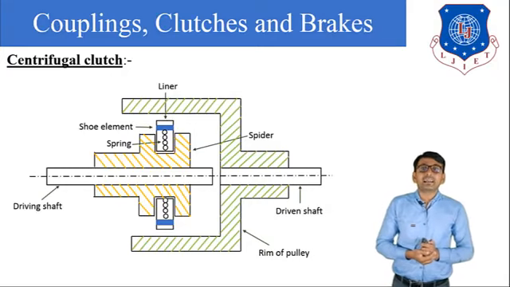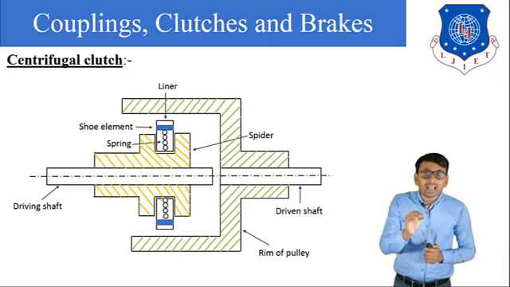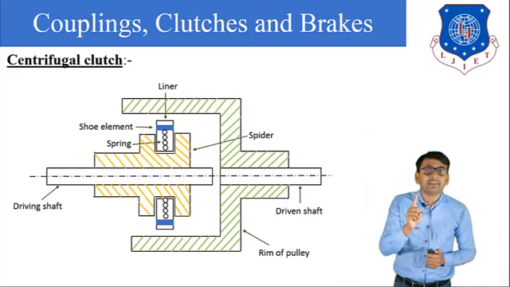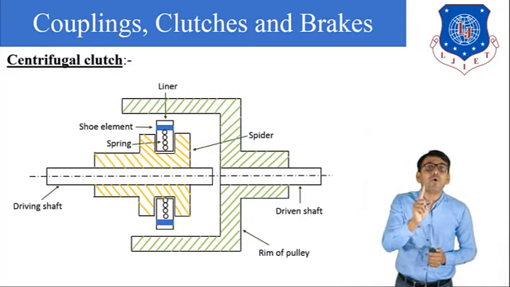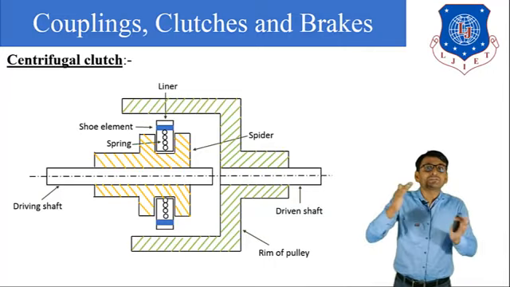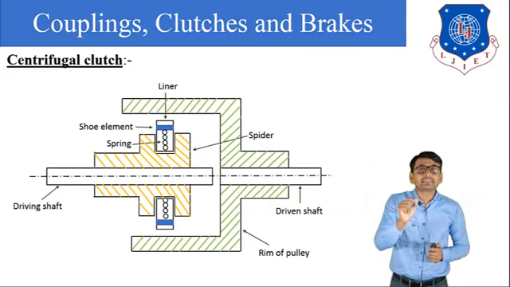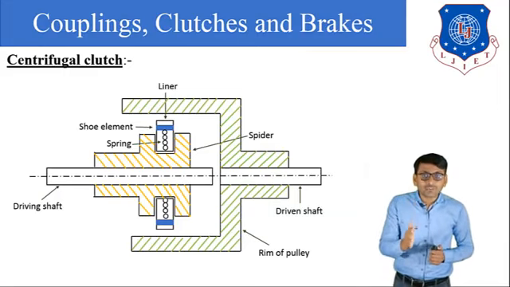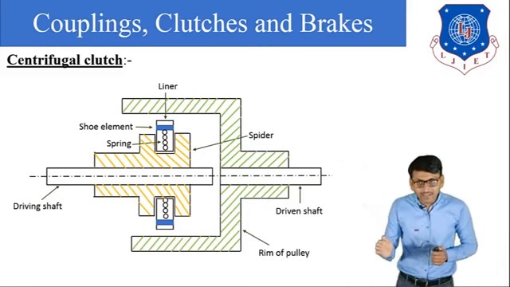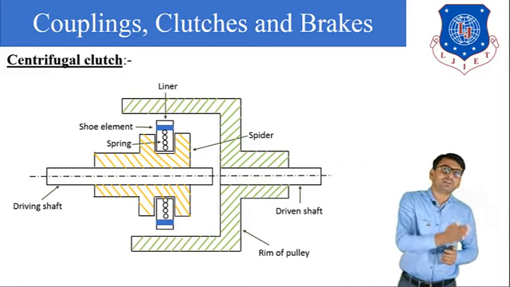So there is a connection between the liner element and the rim of the pulley at the upper side and below side. There is a connection between the liner and the rim of the pulley due to expansion of the spring, and due to this connection motion and power transfer from the driving shaft to the driven shaft.